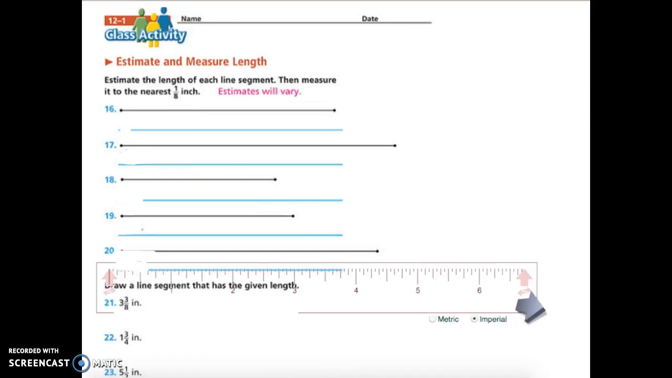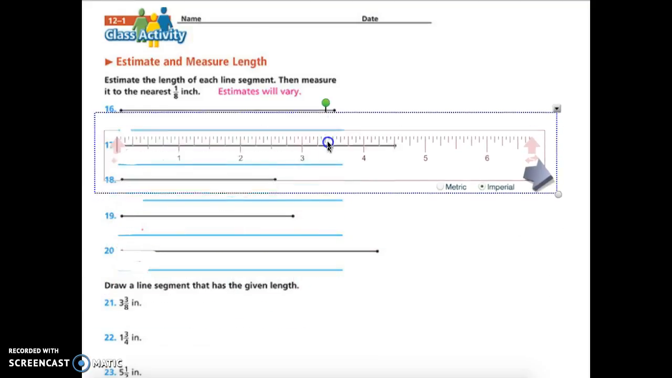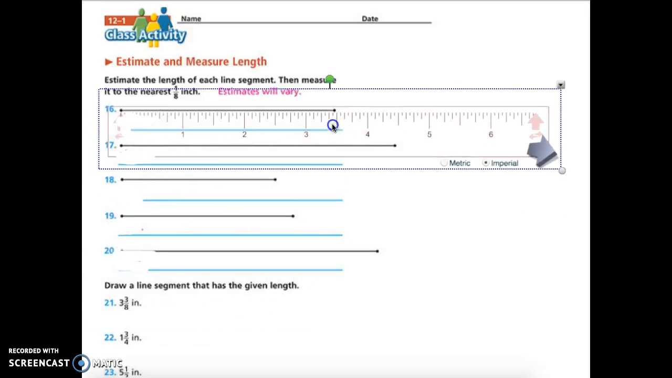All right, now on this page, it says estimate the length of each line segment, then measure to the nearest 1/8 of an inch. So I look at this and you get to decide, and I'm going to estimate first. I'm going to say 1, 2, 3 3/4, maybe 1/4 of an inch, something like that. So I'm just going to do an estimate, and I'm going to take my ruler and actually measure it and see.